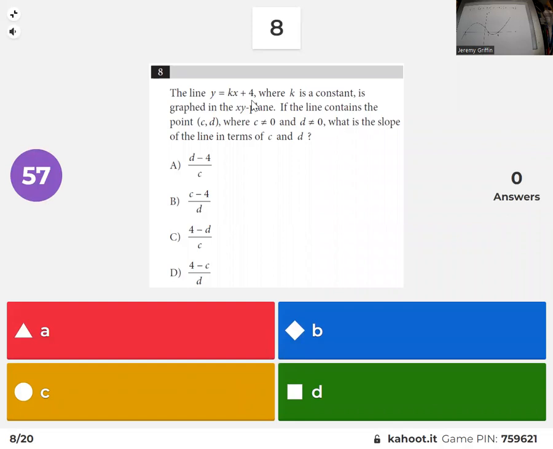The line is y equals kx plus 4, where k is a constant. So we don't know the slope, but we do know the y-intercept. It's on the xy plane. The line also contains the point (c, d). What is the slope of the line? So what is k? Draw this one out. If you draw it out, you guys can get it.